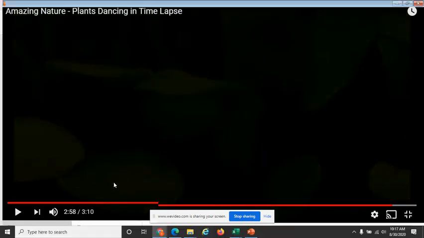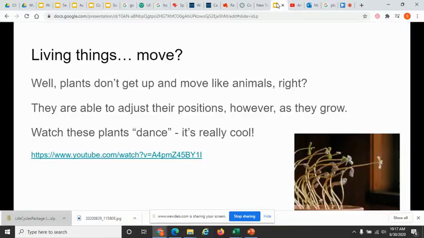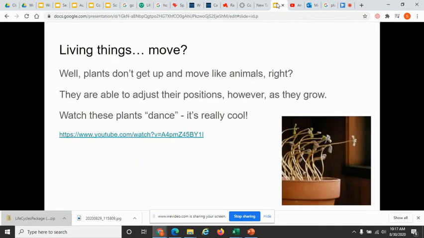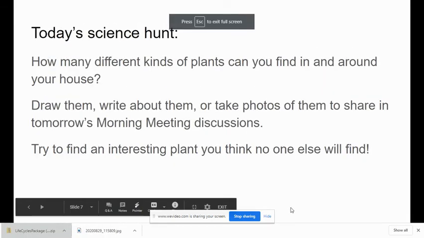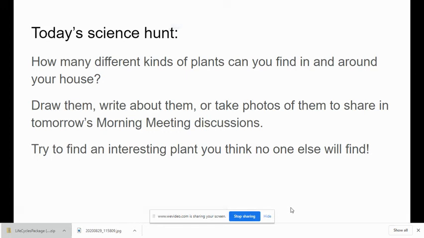So you can see that in the link in the slides. I'm linking this slideshow also along with this video if you want to look at that again or go back through the slides. But here's your assignment for today in science. I want you to see how many different kinds of plants you can find in and around your house. So some of you may have house plants in your house. I do.